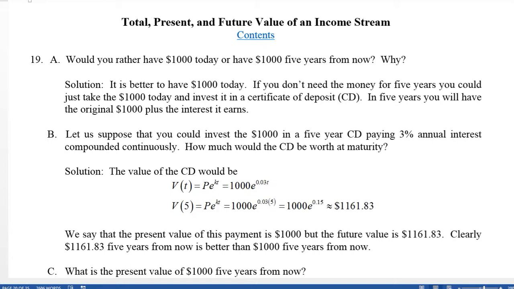Jack Jackson. We're going to look today at some more applications of integration, talking about total, present, and future value of an income stream. Total value, future value, present value. So let's start with a basic question.